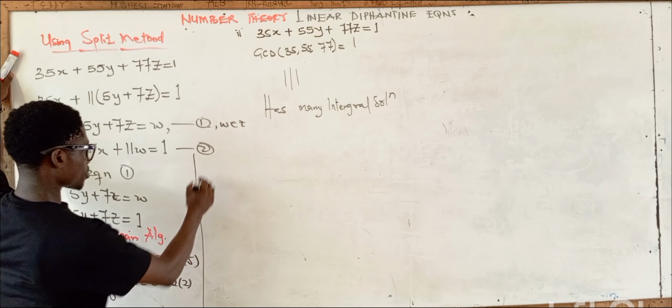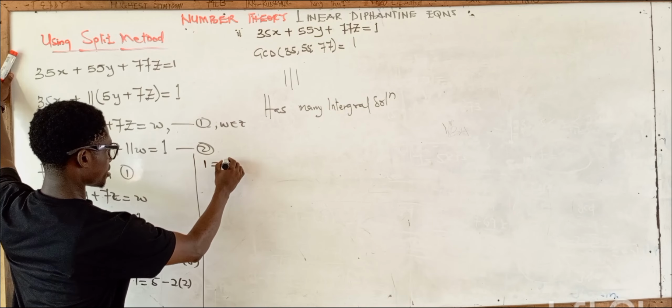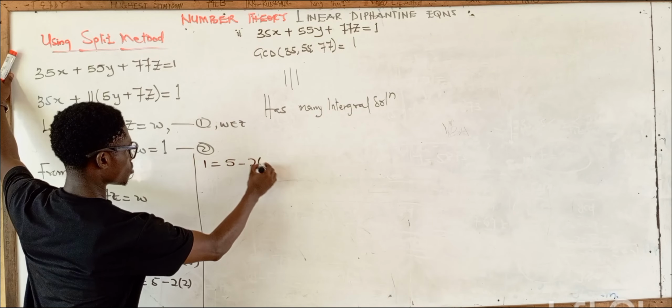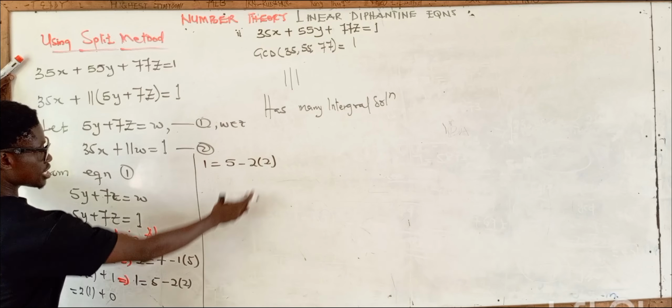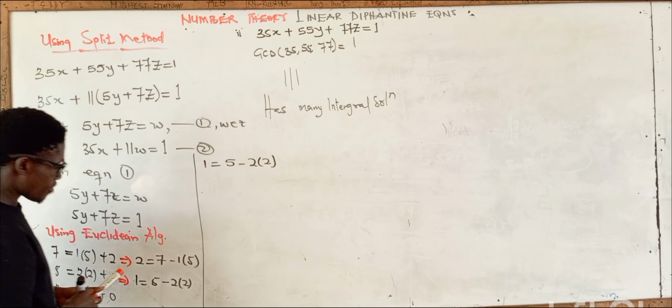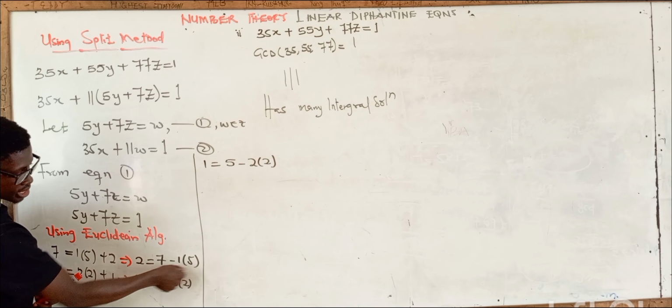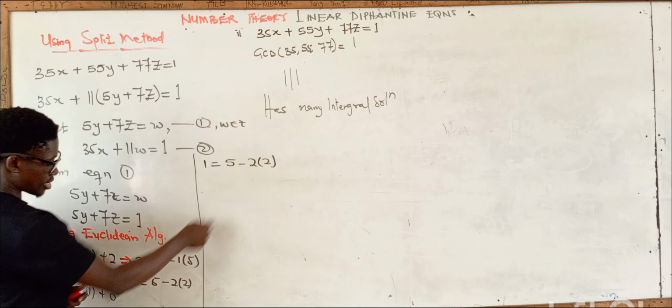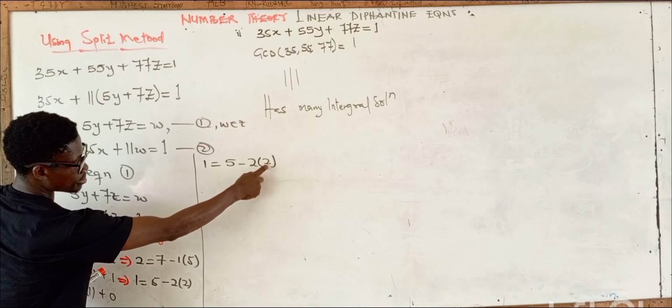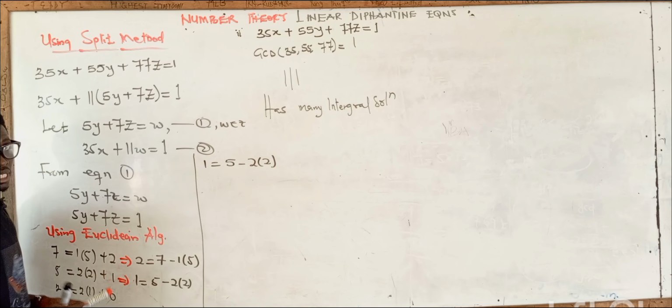So let's start from 1. We have 1 equals 5 minus 2, 2. Now this 2 here means that wherever we see 2, we can plug in the whole of this, because we are saying that 2 is equal to this. And we have 2 in the bracket here, so wherever we see 2 in the bracket, we are going to replace it with this.